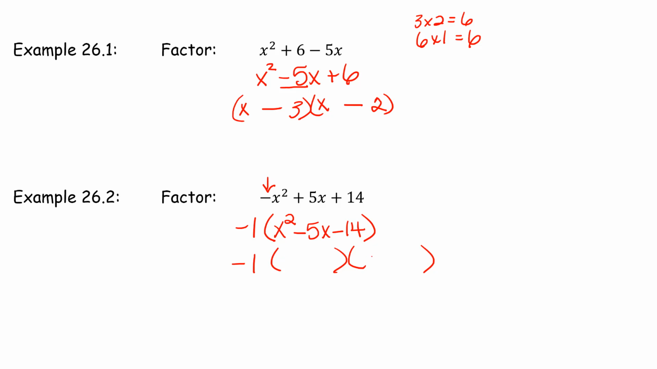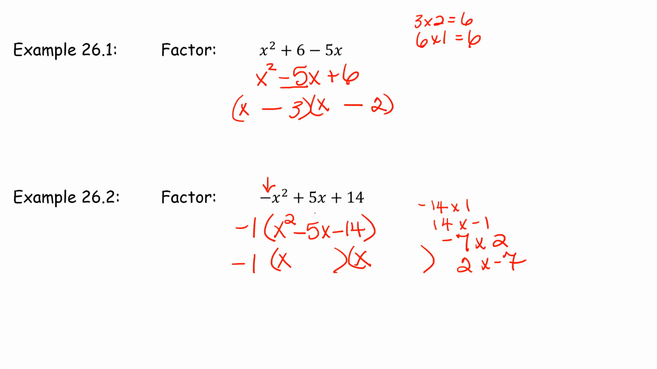The first terms of the binomials should multiply together to give me the first term of the trinomial. That's going to be x times x. The last terms of the binomials should multiply together to give me -14. There are a couple of ways to make -14. You could do 14 times -1, you could do -14 times 1, you could do -7 times 2, or you could do 2 times -7. So there are a couple of ways you can do this.